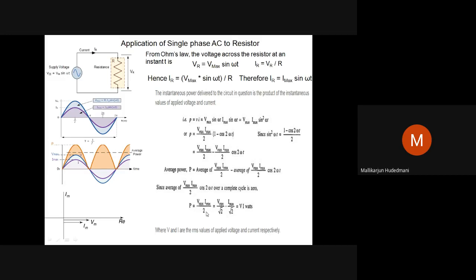This can be rewritten as root 2 into root 2 in place of 2. Why is it made root 2? There is a need: Vmax divided by root 2, Imax divided by root 2, like your RMS quantity. What is the RMS value of a sinusoidal quantity? Peak value divided by root 2. That is the reason the Vm by root 2, Im by root 2 arrangement is done. That will quantify Vrms, Irms.